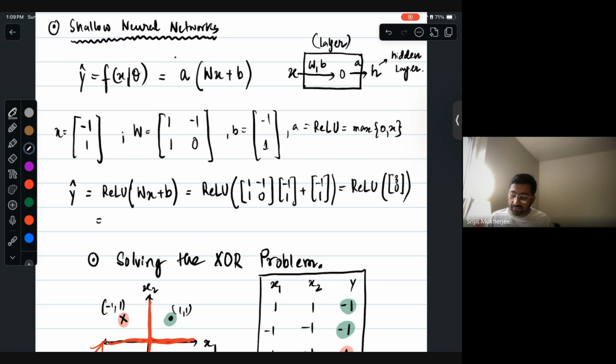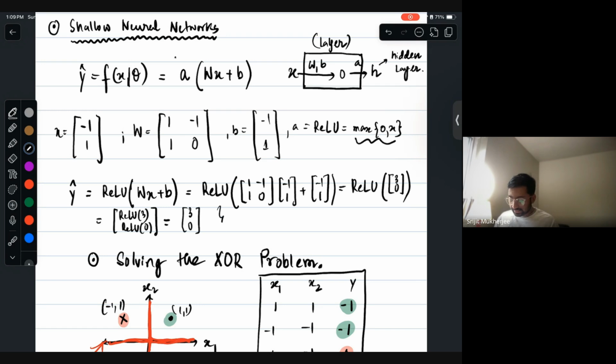Now ReLU is defined on a single number, so we are applying ReLU on each of the elements of 3 and 0. So we get ReLU of 3 comma ReLU of 0, which turns out to be 3 and 0, because max of 0 comma 3 is 3, max of 0 comma 0 is 0. So this is the output.